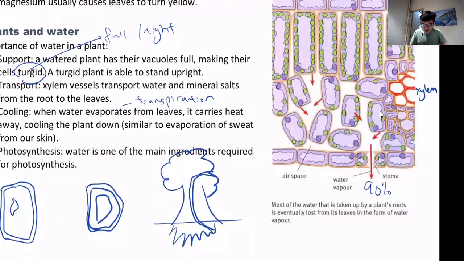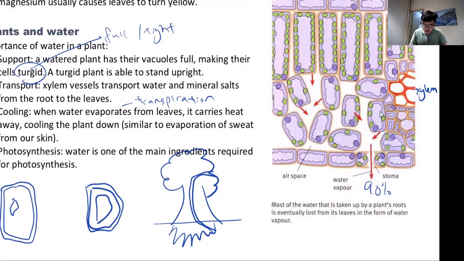Can you see the air spaces here? The air space here is for one purpose. They have air space so that water can evaporate out into the air space. When it evaporates into the air space, it will go out from the stoma. Remember the stoma? Stoma is the hole underneath the leaf. So they will lose water to the surrounding. When they open their stoma during daytime, they will lose water out here.